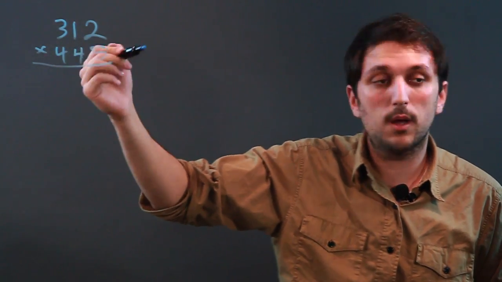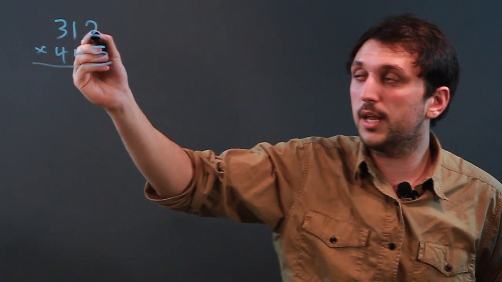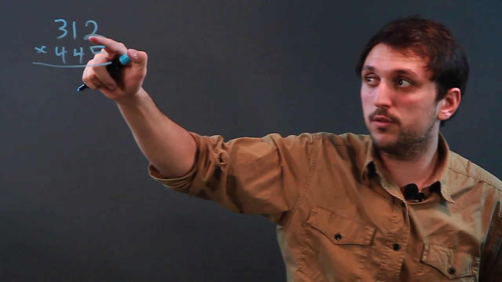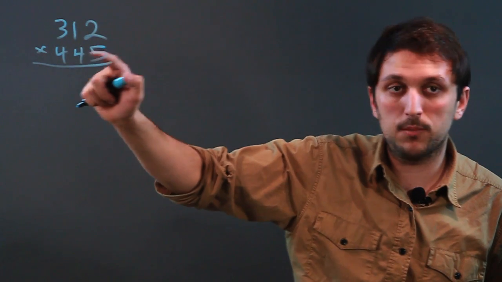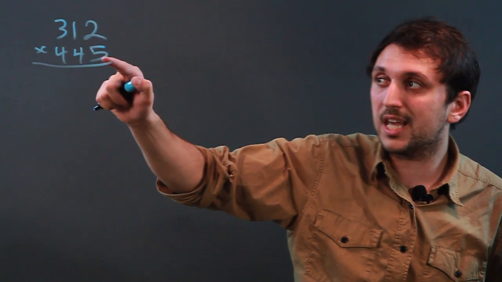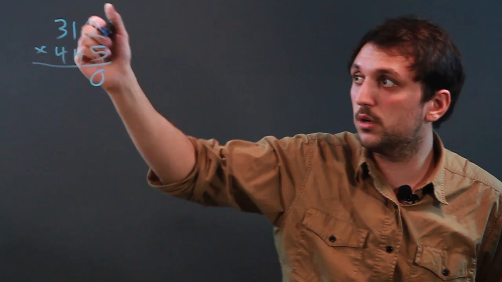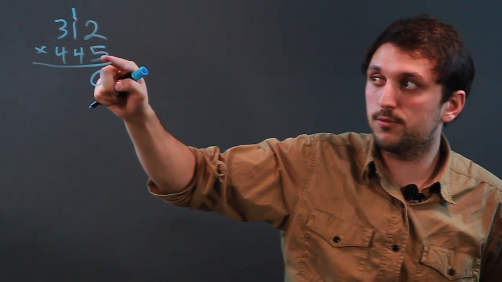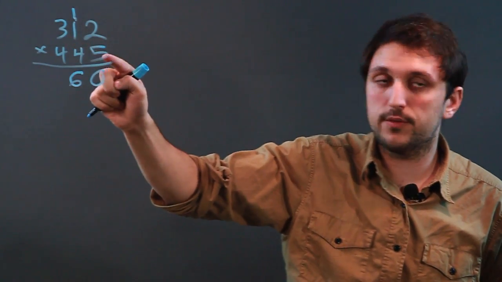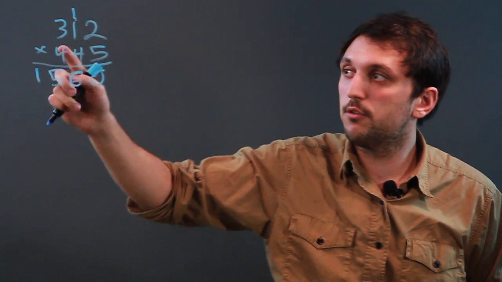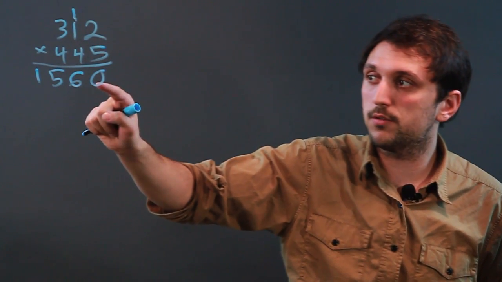So 312 times 445. We're always going to start with the ones. When we say start with the ones, we have the ones place here, which is 2, and the ones place here, which is 5. But really, we're talking about the bottom line. So we're going to start with the 5 here. We multiply 2 times 5, so that's 10, so we put a 0. And we carry the 1. 1 times 5 is 5, plus 1, so that's 6. And then 3 times 5 is 15. The last one we don't have to carry, we just write it out. So now we have 1,560.